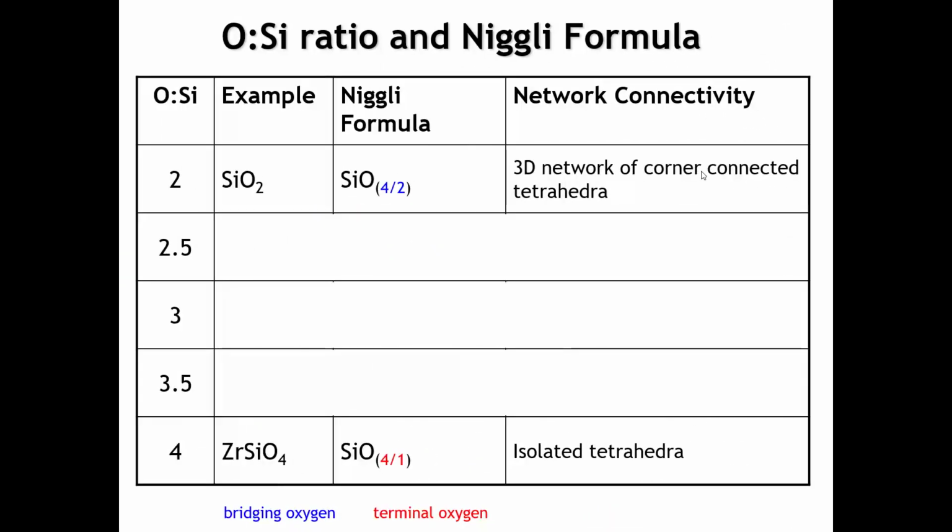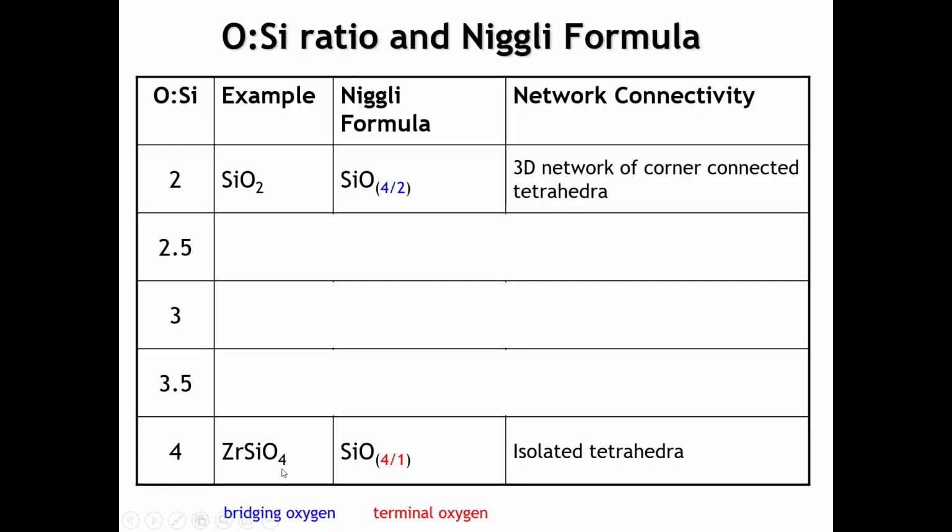Okay, knowing what we know about the Niggli formula, let's take a look at the oxygen to silicon ratio in a variety of silicates. When all of the corners of the tetrahedron are shared, as they are in the polymorphs of SiO2, then the Niggli formula becomes SiO4/2. Right? And we have a 2-to-1 ratio of oxygen to silicon. When we see that ratio, we know that we have this 3-dimensional network of corner-connected tetrahedra.